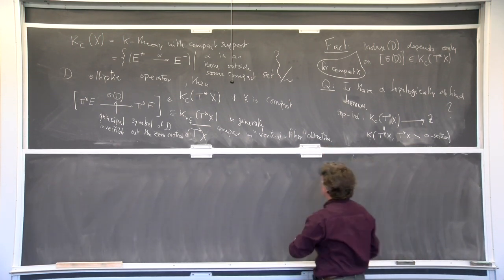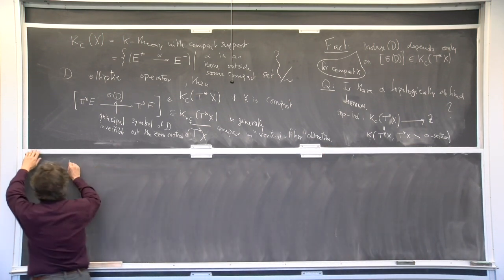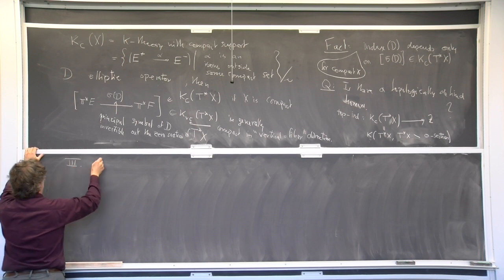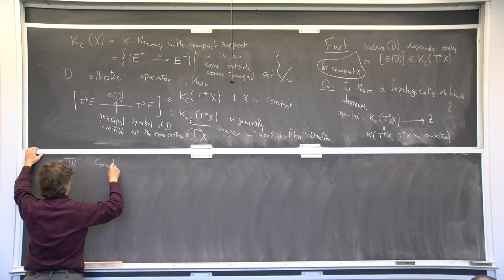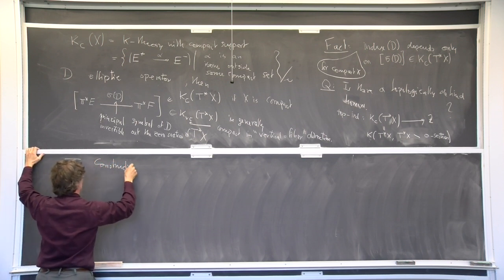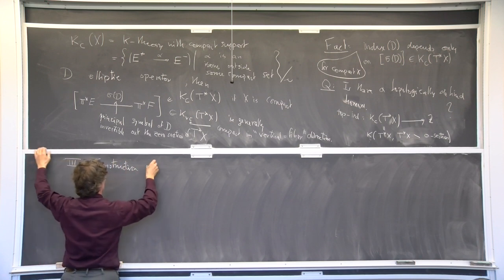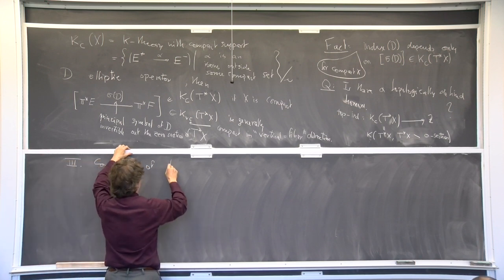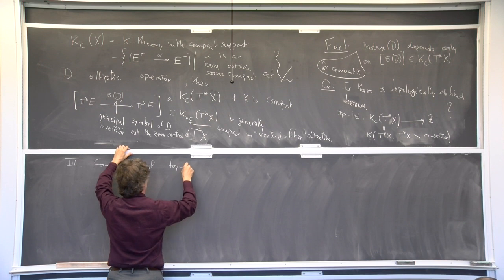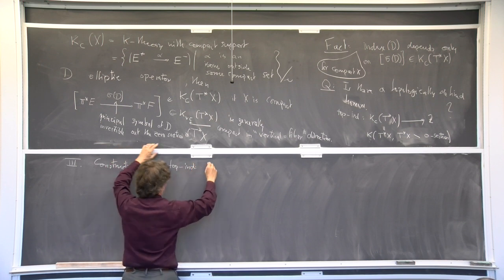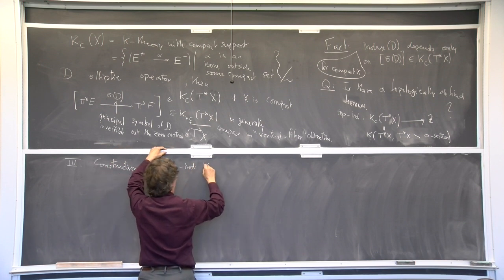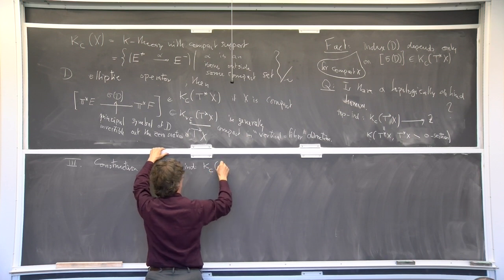Okay, so the third part of my talk is about the construction of this top index map. So this will be a homomorphism, as I wrote down there, from K-theory. And let me write down compact support again.